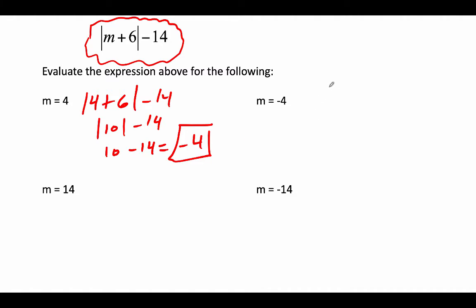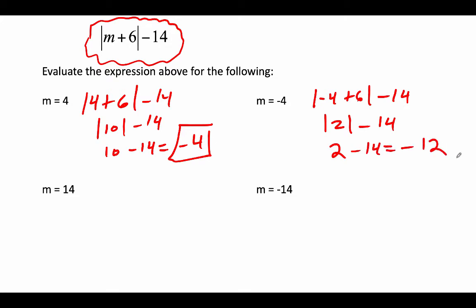When I plug a -4 in there, put it in, do some math, apply the absolute value of 2, we are 2 units from 0. And we subtract, and we get -12. So when m is -4, we get -12.